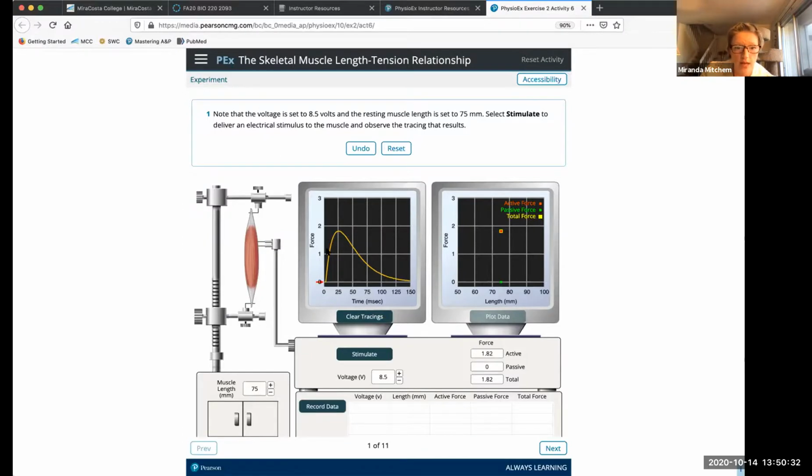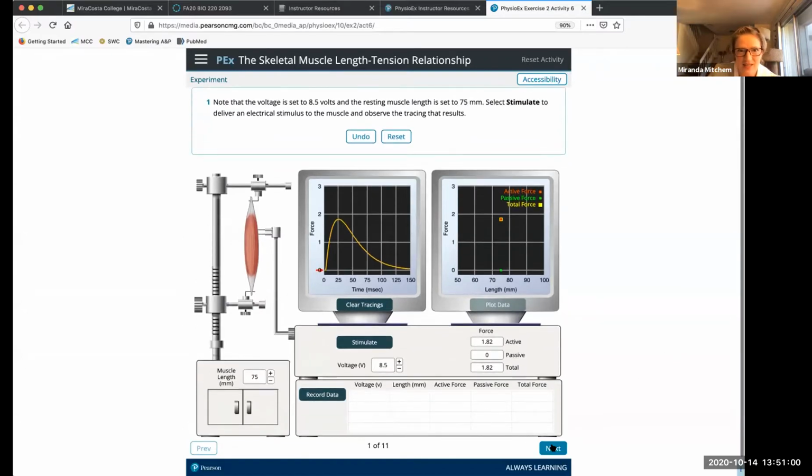So we go up to about 1.8 and then we drop back down. Over on the right side, in red is the active force, green is the passive force, and yellow is the total force. So we've got an increase in the active force, right? That would make sense. Passive force wouldn't if we're trying to stimulate.